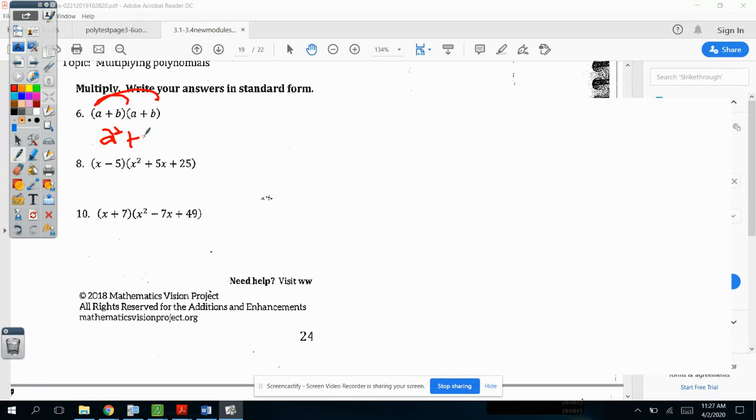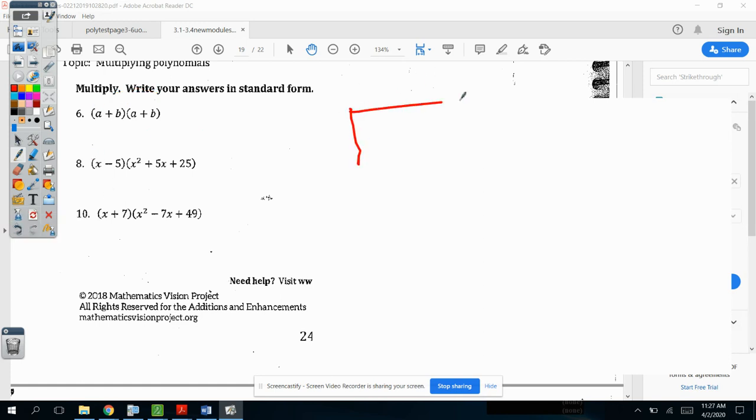I told you guys this before. Plus AB plus AB again plus B squared. So it will be A squared plus 2AB plus B squared. So many kids want to tell me that's A squared plus B squared. That is not correct. Okay, and number 8.